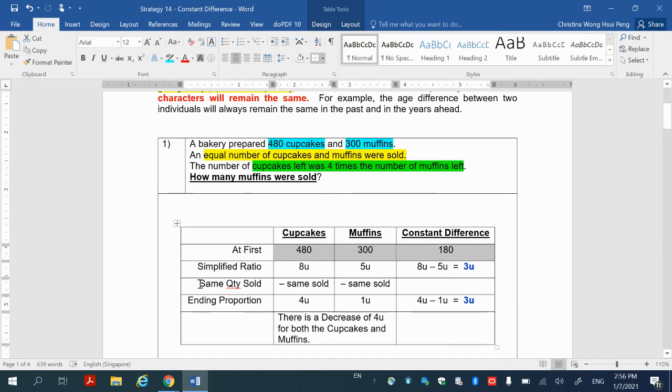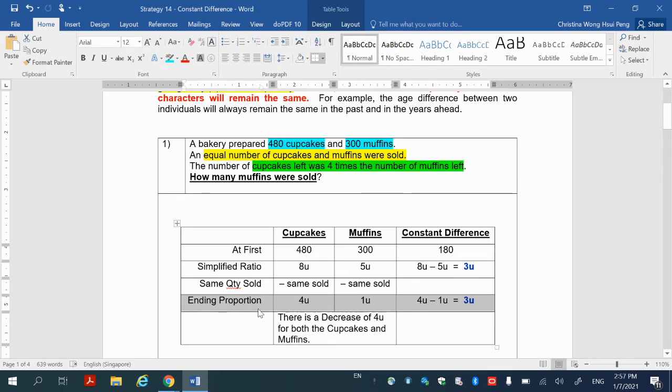Since we are told that the same quantity was sold, we can indicate minus the same quantity sold here and minus the same quantity sold here. And it ends up with the ending proportion being 4 times cupcakes compared to muffins. So that will be 4 is to 1. I like to use the word ending proportion because sometimes we get confused about whether to use units or parts, because we just covered units and parts in the earlier strategy.